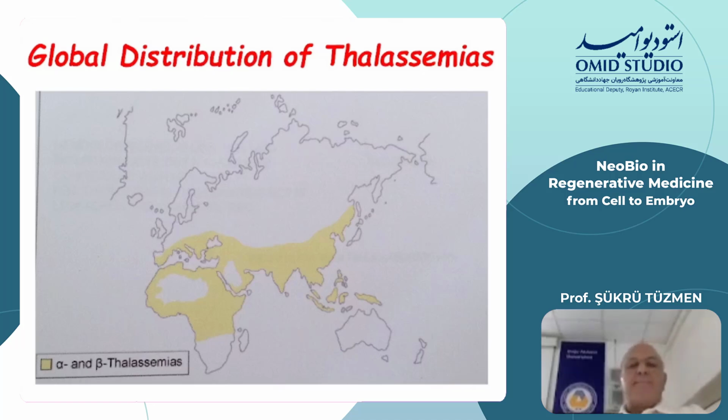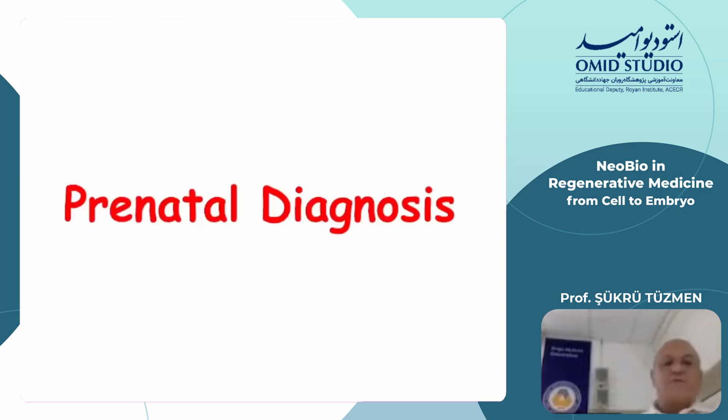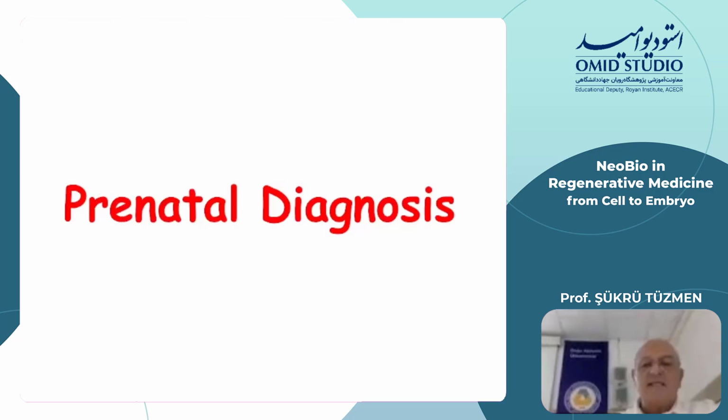So this map, again thanks to the researchers all over the world, shows us the distribution of not only beta but also alpha thalassemias, the presence of those two different types of diseases.